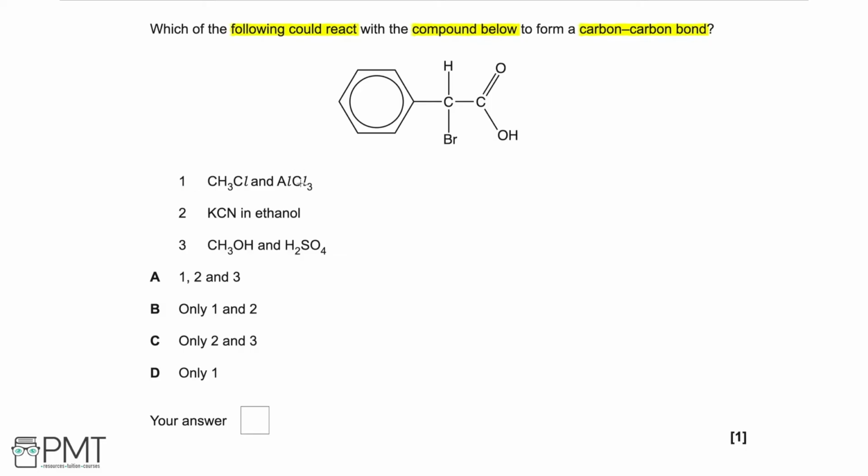So our first set of conditions is aluminium chloride with chloromethane. And this is going to have a reaction, and it's going to do an electrophilic substitution on the phenyl ring. Our second set of conditions is potassium cyanide in ethanol, and this is going to cause a nucleophilic substitution on our haloalkane bond, our carbon-bromine bond. So this is also going to form a carbon-carbon bond, just like 1. So the electrophilic substitution in 1 adds a CH3 group onto the phenyl ring. It's a carbon-carbon bond. Potassium cyanide here is going to add a nitrile group. It's going to substitute the bromine with a nitrile group.